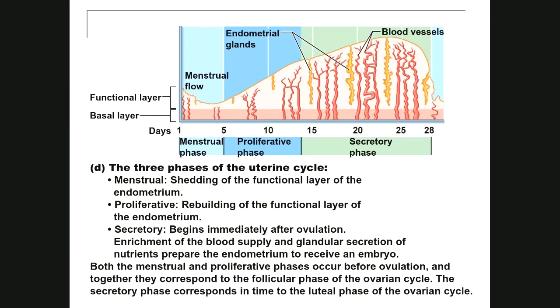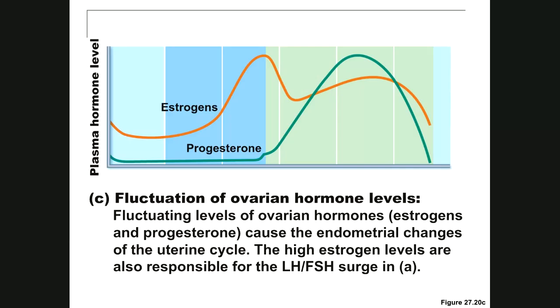Again, in this picture, you can see the menstrual phase, then the proliferative phase, in which the stratum functionalis increases in its thickness, and after that we have the secretory phase, in which we have many blood vessels and the glands which can secrete a nutrient for the fetus.